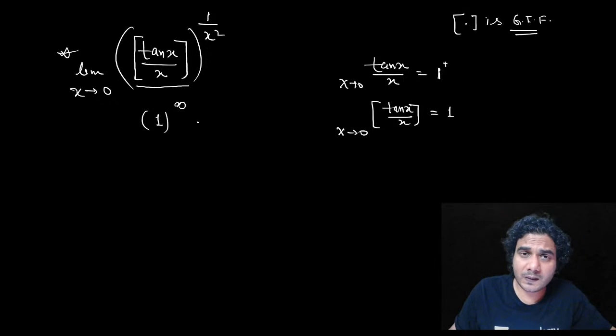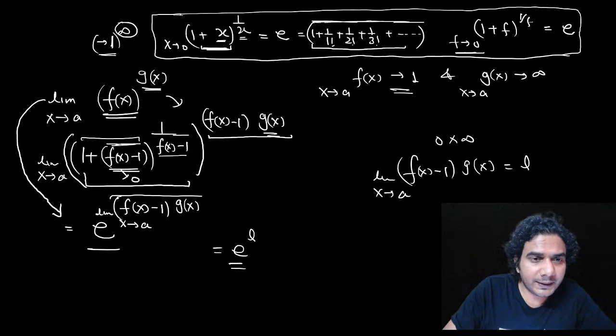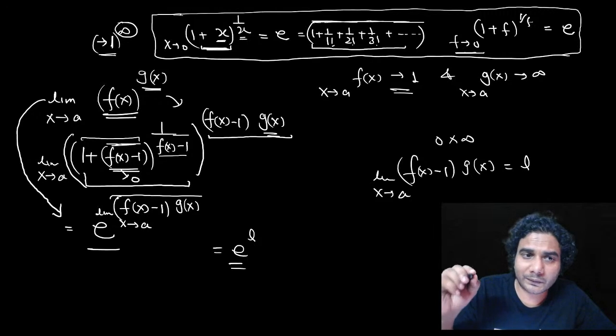And if it is exact 1 to the power infinity, then this is not an indeterminate form. This is 1 only, okay? See, in the previous questions, all these functions were approaching 1. They were close to 1, they were not exact 1, okay?